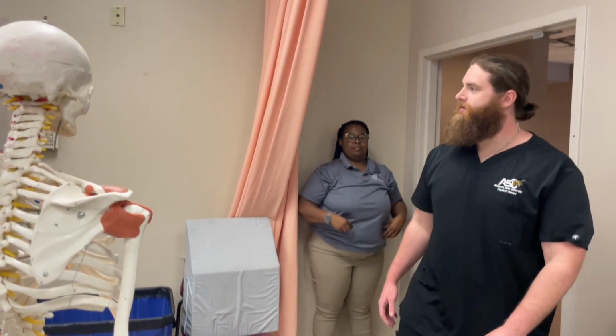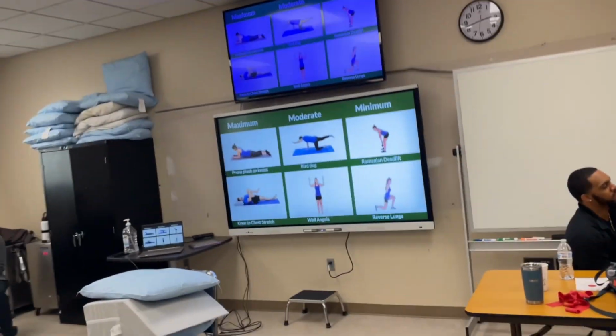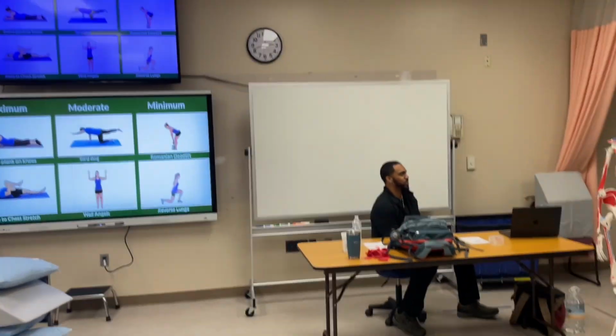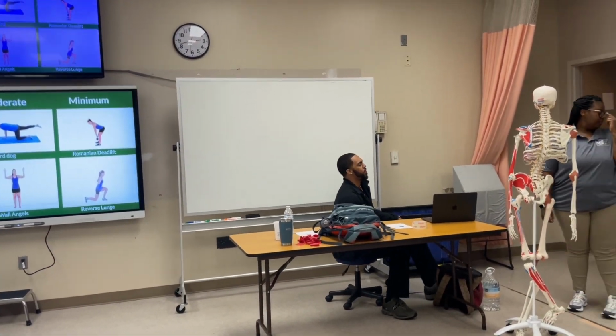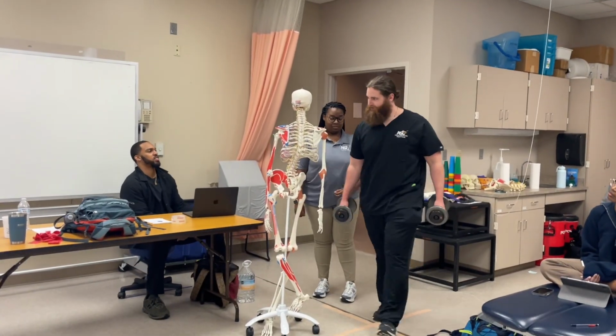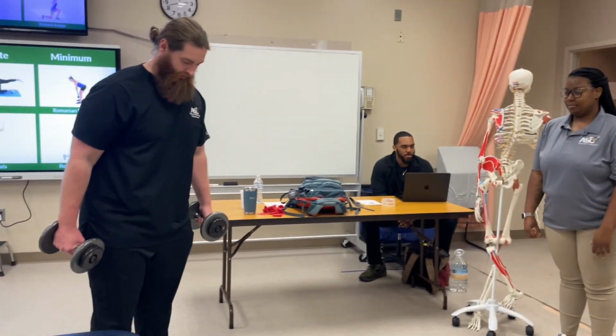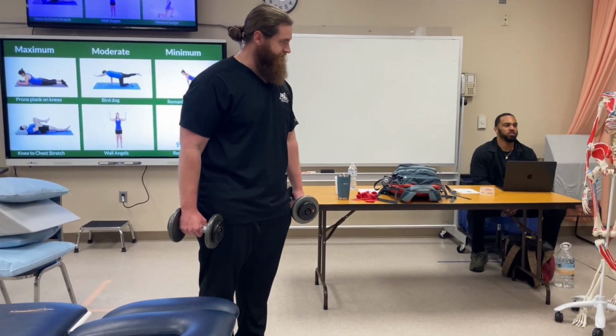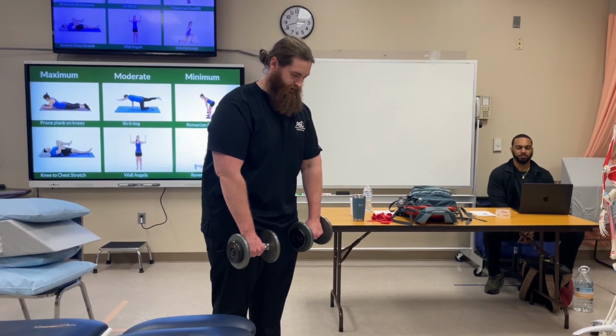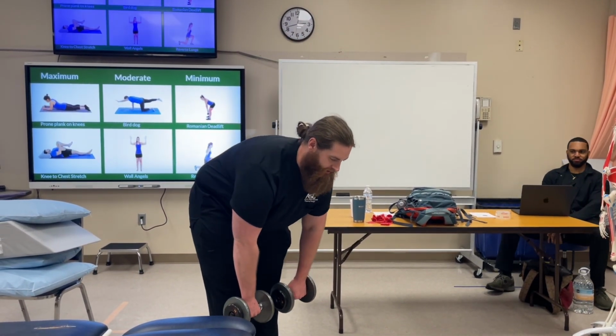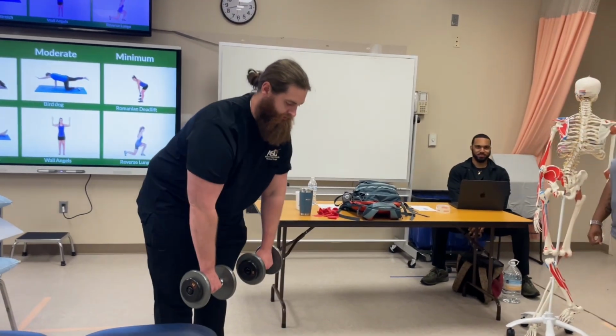Good. All right. Next, we've got the Romanian deadlifts. We're going to do this with weights instead of a band like I had in there. On this one, you want to try to maintain that posterior pelvic tilt still. Have the weights in front of you. Just kind of slide it down your leg. Back up.